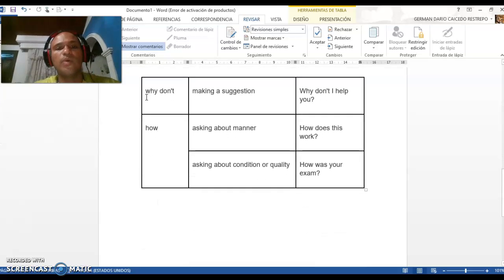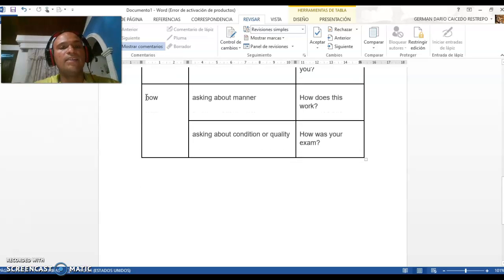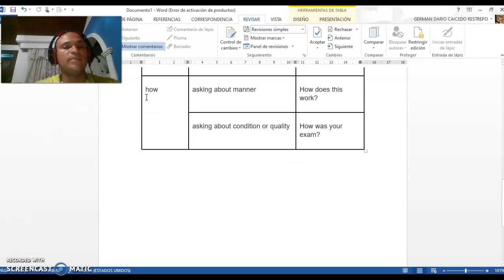Another form to use why is when we say why don't, which is making a suggestion. For example, why don't I help you? It's a suggestion. And finally, the word how is asking about manner. How does this work? is an example. Another form is asking about condition or quality. Example, how was your exam?